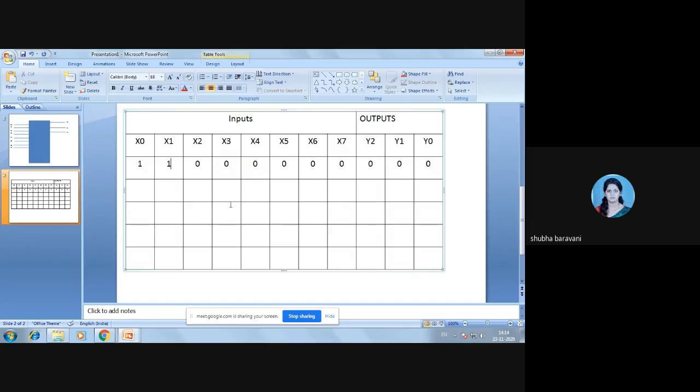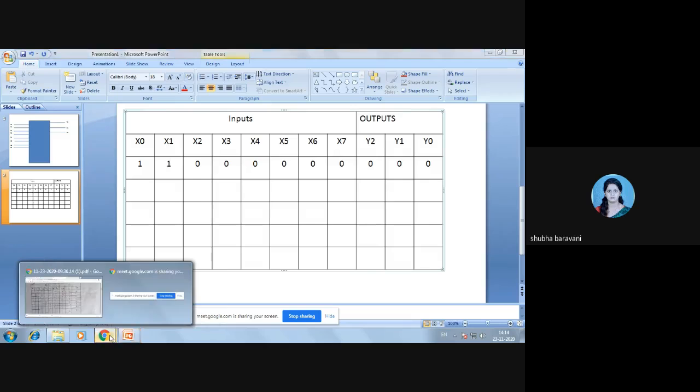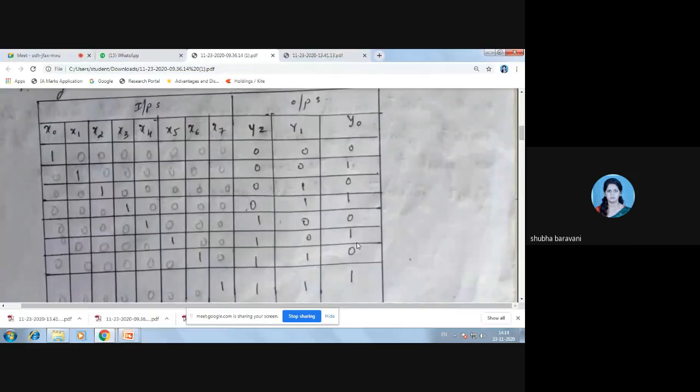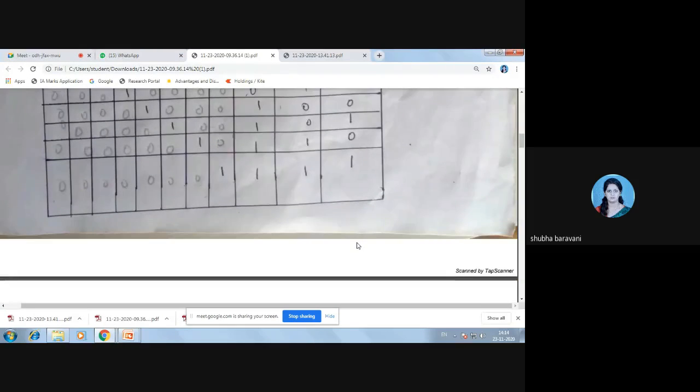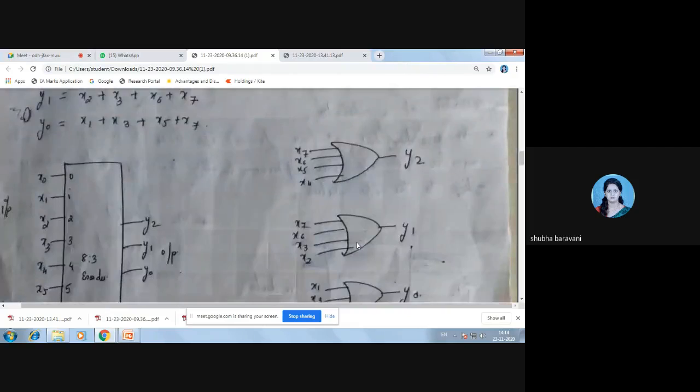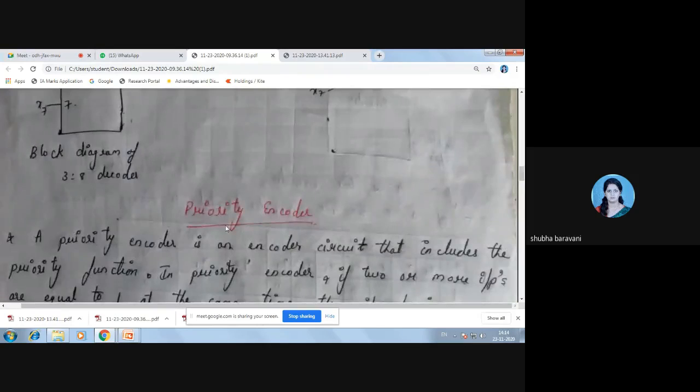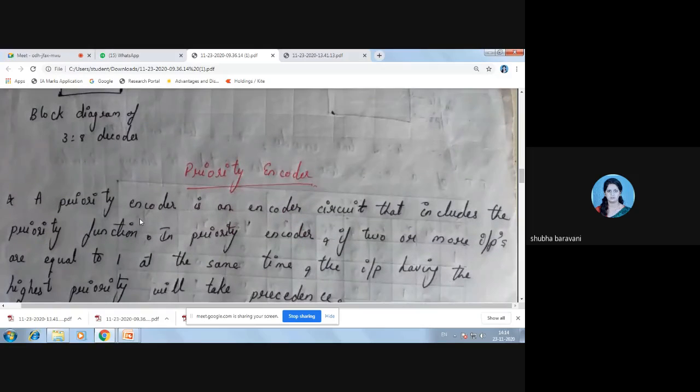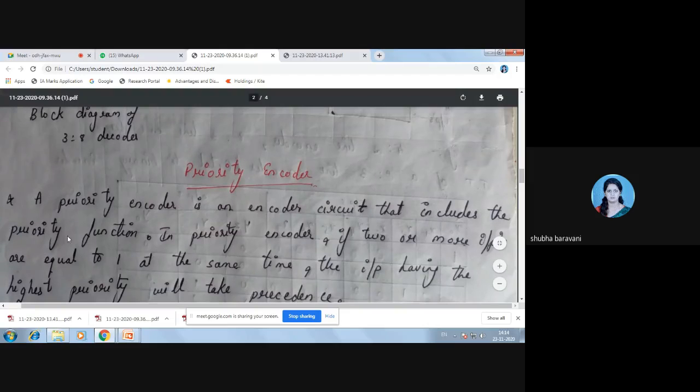Now, this is the case where more than one input is high. In this case, we go for a special encoder which is called a priority encoder. A priority encoder is an encoder circuit that includes the priority function.